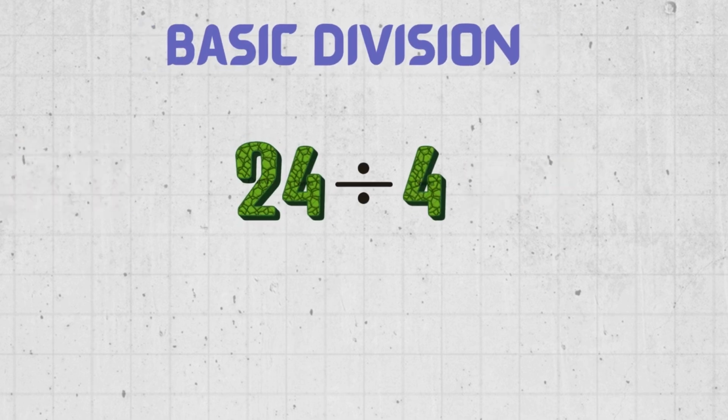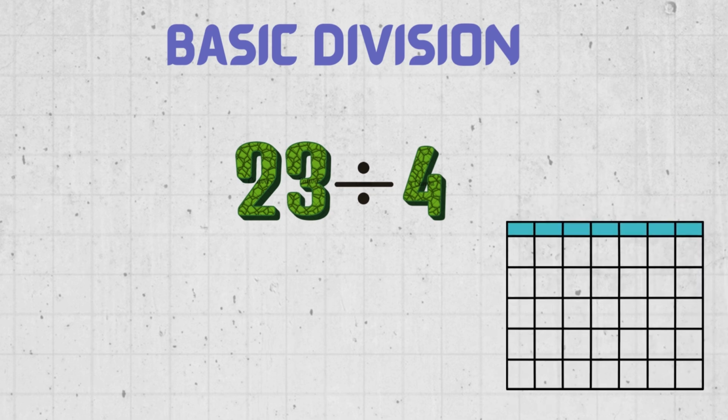Let's talk about a mistake many students make, trying to divide numbers that are too big for their times tables. For example, 23 divided by 4. Remember, when you're dividing, always check your multiplication tables to make sure you have the right number.